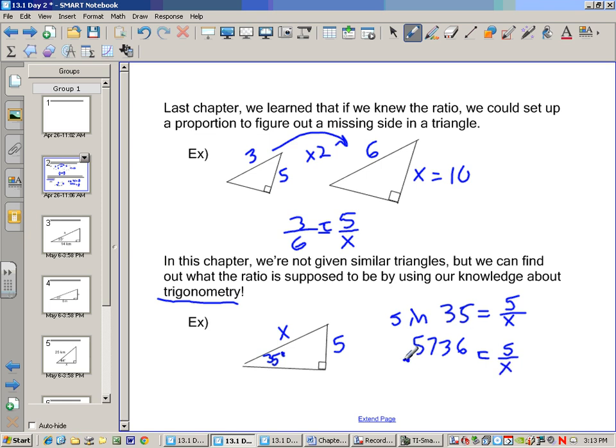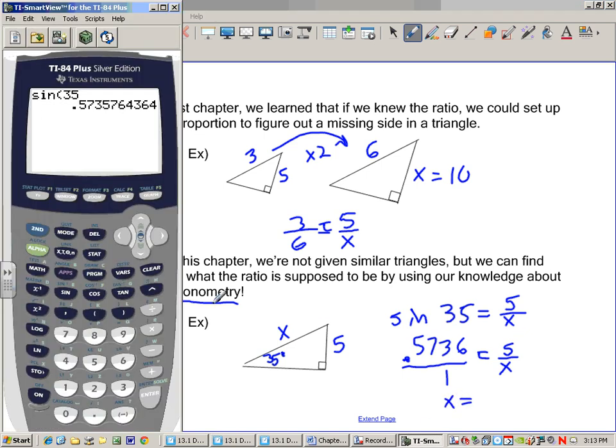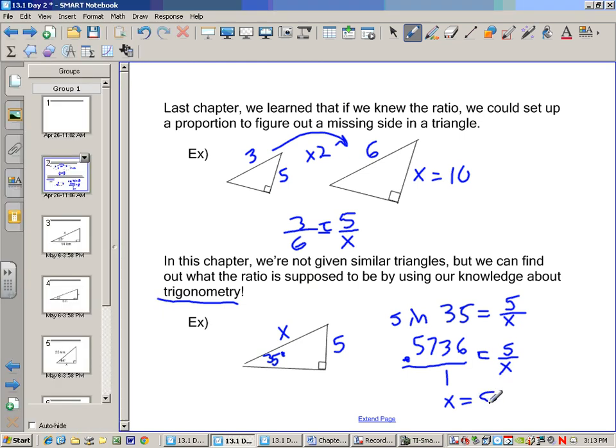So this left side, we could just put over 1, cross multiply 5 times 1 divided by that. Well, 5 times 1 is 5, 5 divided by this answer. Now, if I just want to put this answer in, I could just press second answer, which is this button down here. If I hit enter, that will be our value for x. So 8.717. So that's what my hypotenuse is.